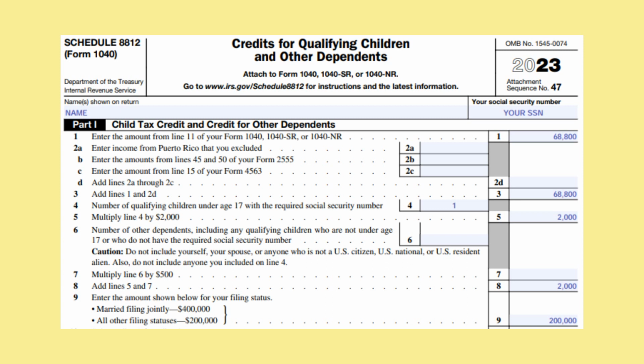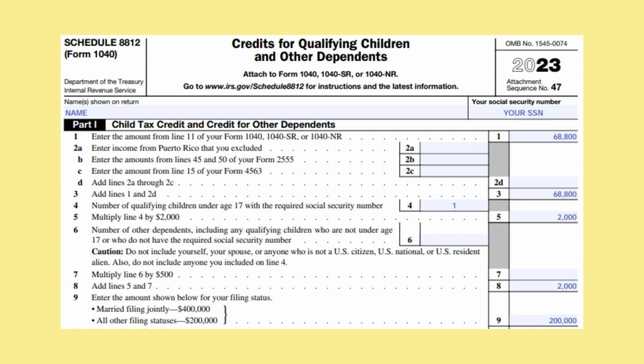On line 1, enter your adjusted gross income from line 11 of your Form 1040, which is $68,800. Carry that down to line 3 as you don't have any amounts on line 2. On line 4, put 1 as you have one qualifying child under the age of 17. Multiply that by 2,000 to arrive at 2,000 on line 5. Lines 6 and 7 will be left blank as you do not have any other dependents. On line 8, add lines 5 and 7 together to arrive at 2,000.